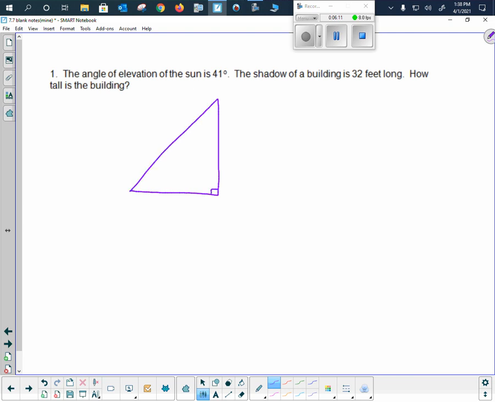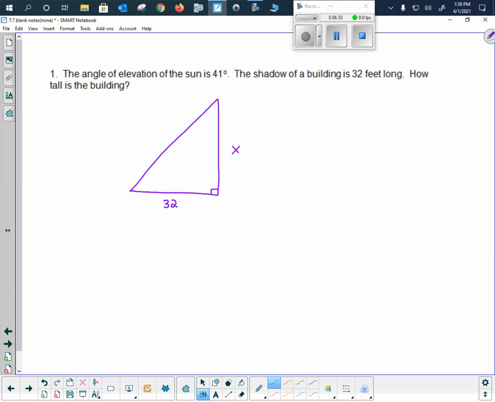And the angle of elevation of the sun is 41 degrees. The shadow of a building. And how tall is the building? Okay, so here we go. To me, the building has to be what's standing up and down. I want to know how tall that is. That's X. The shadow of the building, well, shadows are on the ground. So this is 32 feet long.